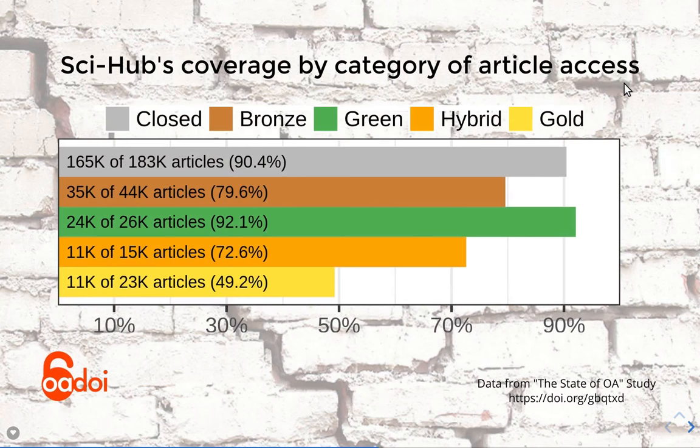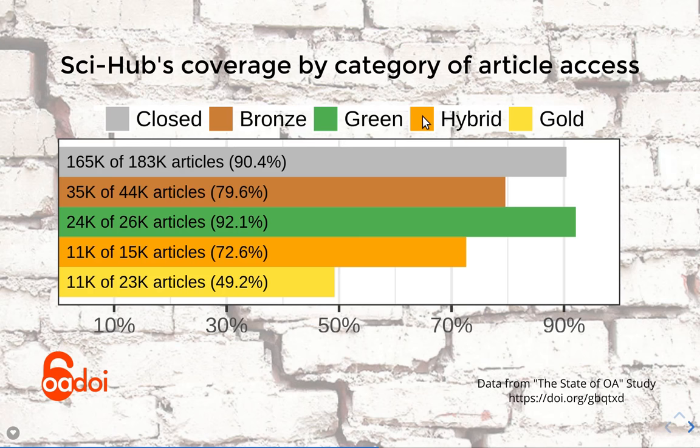We also looked at Sci-Hub's coverage by category of article access. Here we used a utility called OADOI, which looks for a certain article and categorizes it into one of five access categories. Starting with gold, gold refers to journals where all the articles are published openly. These would be like the PLOS journals or, in the humanities, some new publishers, I think Open Library of Humanities or something like that, that only publish journals where every article is open access. Hybrid refers to a toll access journal where specific articles have been published under open licenses.